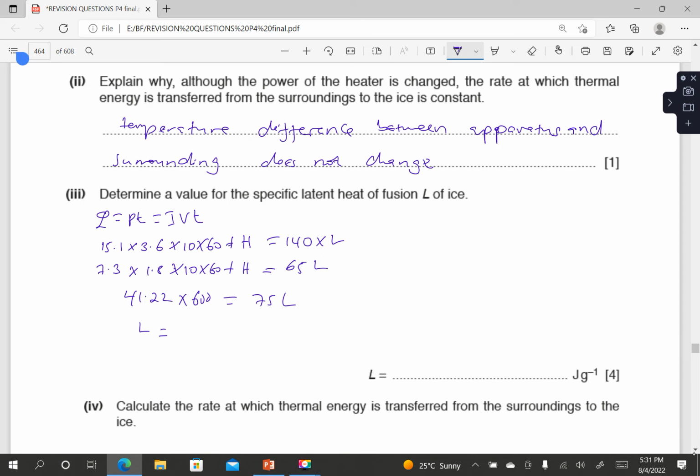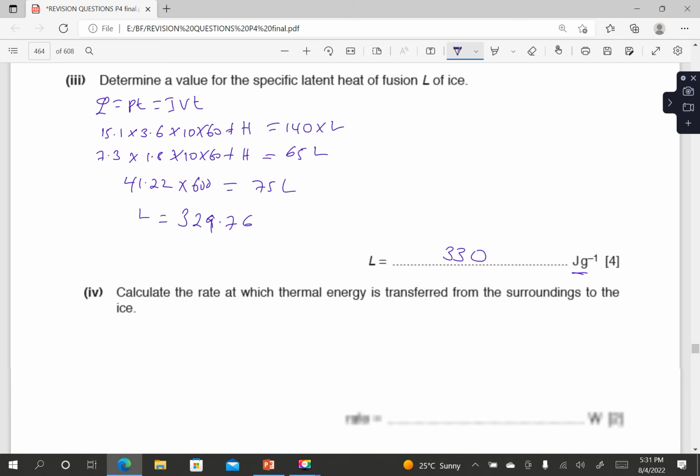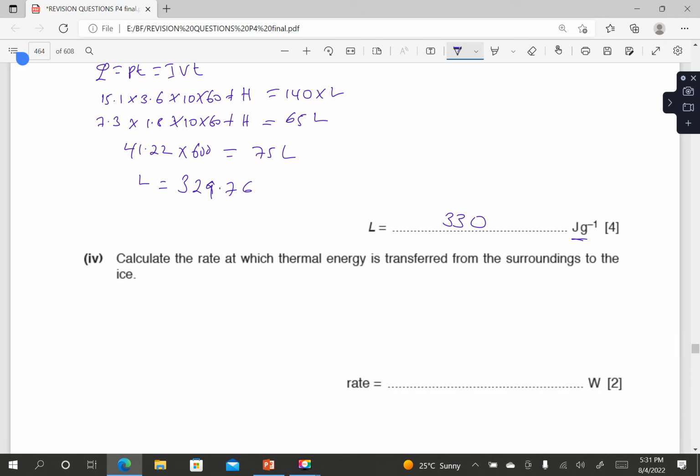41.22 times 600 divided by 75. So I'm getting L as 329.76. To two significant figures, this is 330. Note that I didn't change the unit because L was in joules per gram. That's why I didn't change the units of the mass. Okay? Calculate the rate at which thermal energy is transferred from the surroundings to the ice.